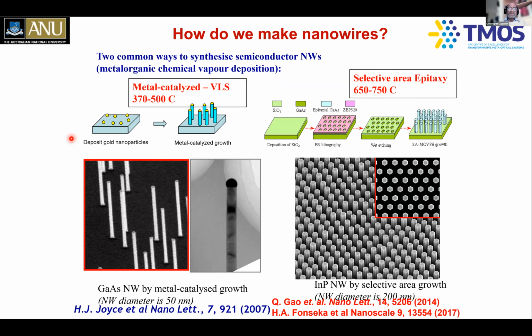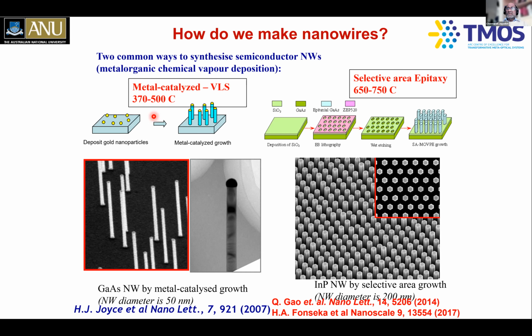In this case, we take a semiconductor substrate, and I'm giving an example of a gallium arsenide substrate, and then put some gold nanoparticles, typically about 30 or 50 nanometers in diameter. You can buy these gold nanoparticles in colloidal solutions these days from 5 nanometers up to 300 nanometers or so, because they're used for biological tagging applications. So we put a droplet of this colloidal solution of gold nanoparticles, and then we put it into the MOCVD reactor, and heat it up to somewhere between 370 to 500 degrees Celsius.